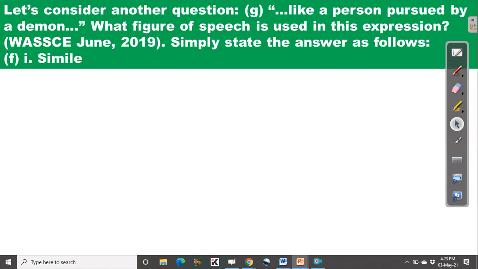Now let's consider another question. Question G: "like a person pursued by a demon." The question is, what figure of speech is used in this expression? Taken from the West African Senior School Certificate Examination of June 2019. You simply state the answer as simile.